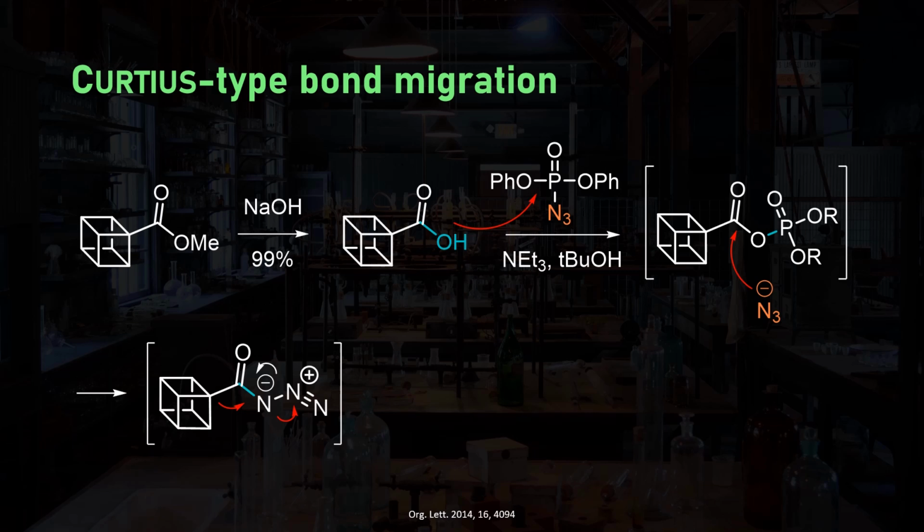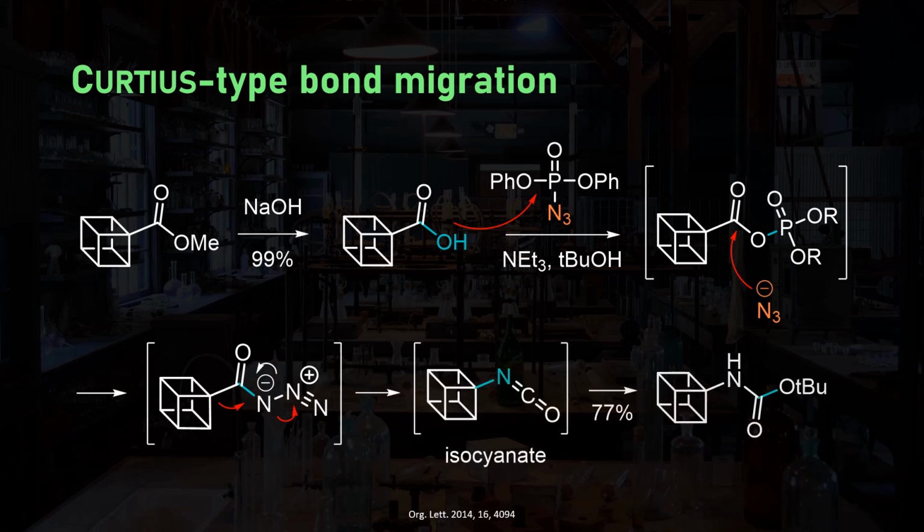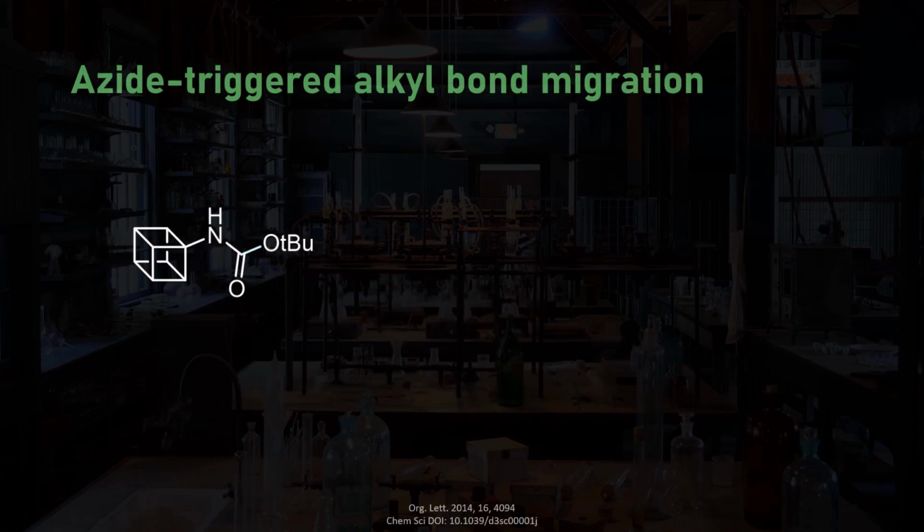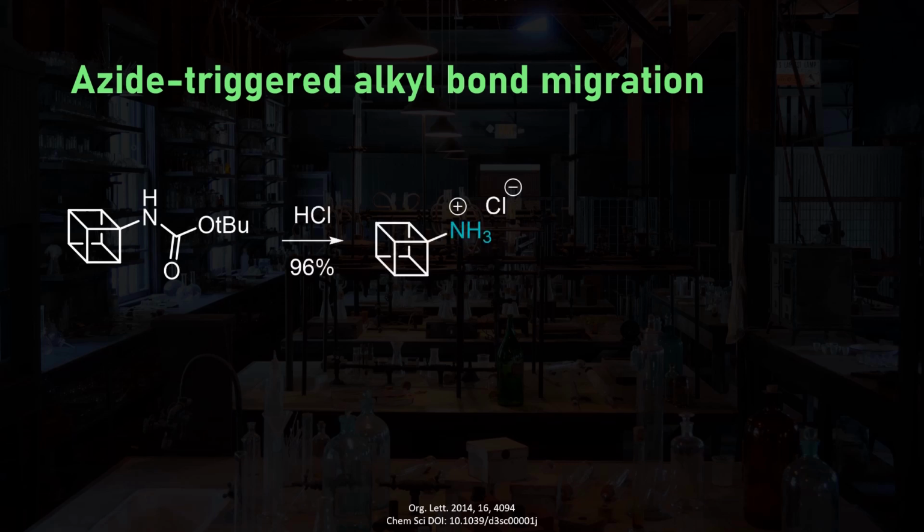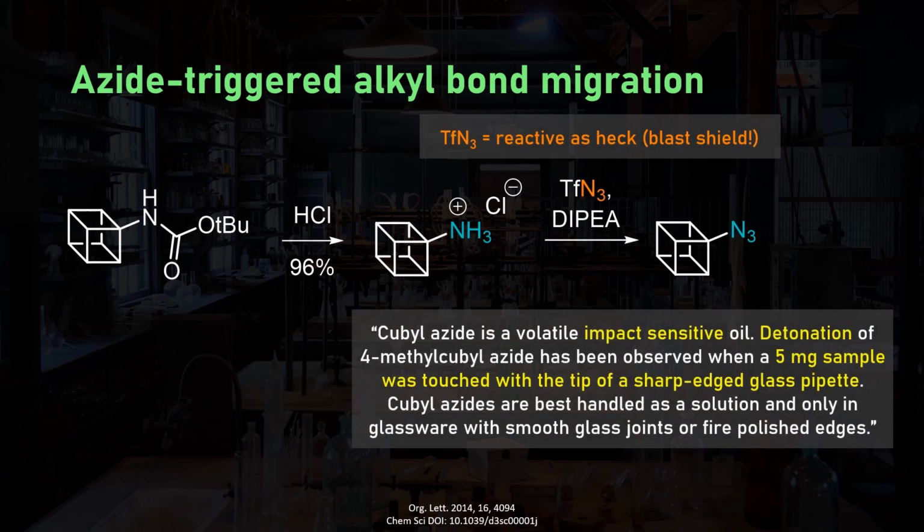The intermediate isocyanate can be trapped with various nucleophiles, in this case with tert-butanol to give the N-Boc carbamate product. Simple acidic exposure releases the cubyl amine. What now? It's azide time again. Exposure to triflyl azide, a terrifyingly reactive azide transfer reagent, creates cubyl azide via substitution.